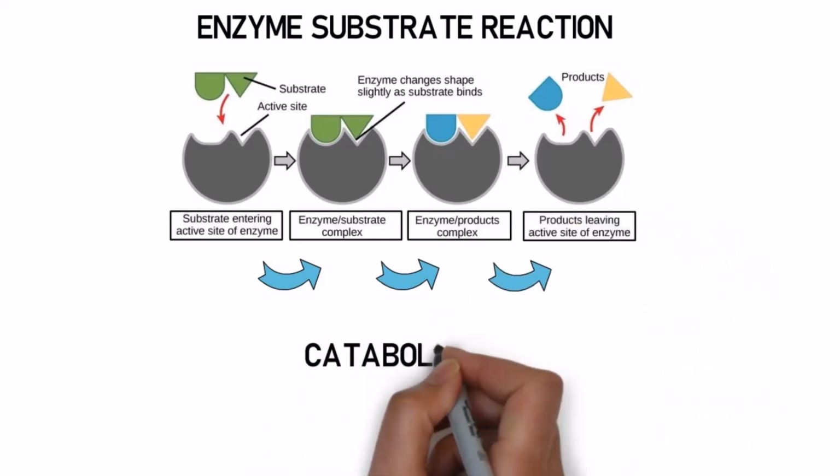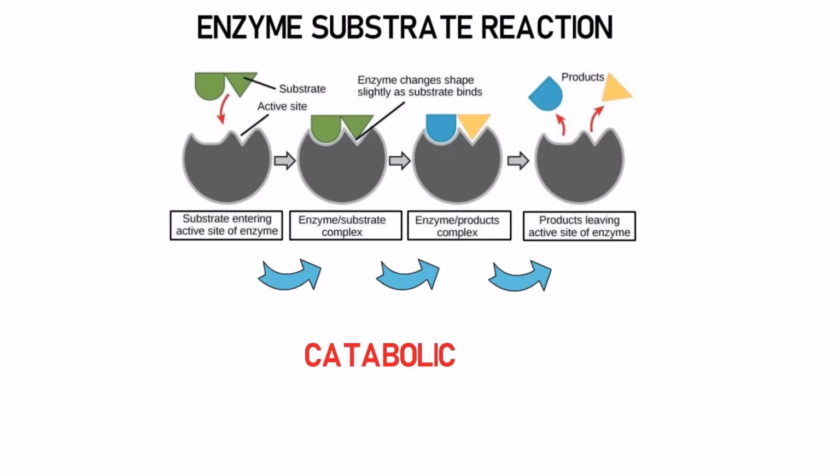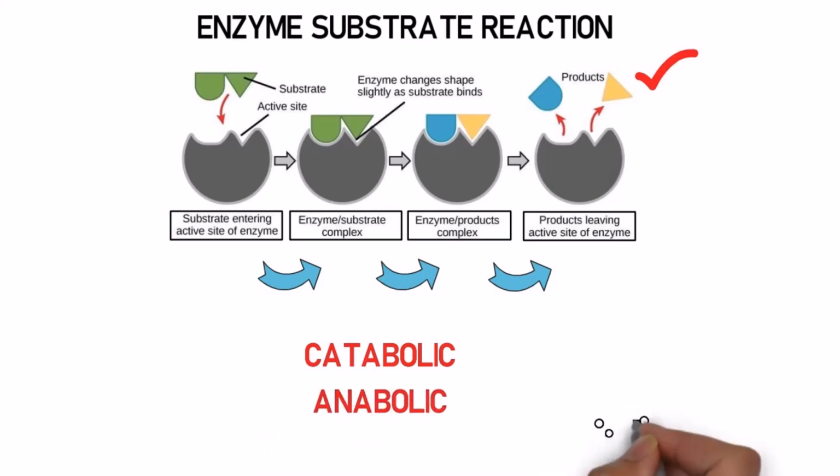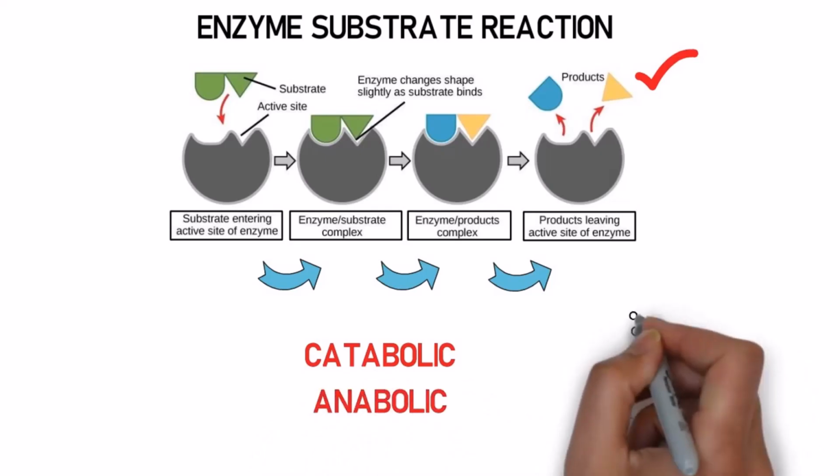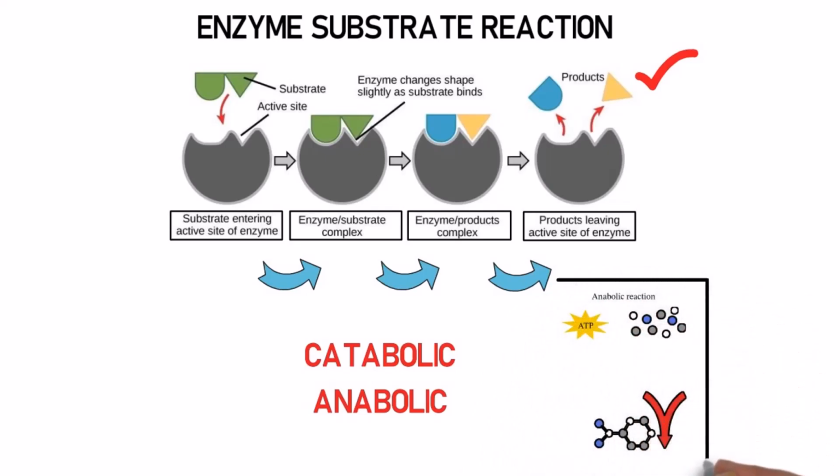This reaction can be catabolic, as seen in this figure, where the substrate is broken down into smaller subunits. Likewise, the reaction can be anabolic, where more than one substrate can bind to the active site and build a larger molecule from the smaller subunits.